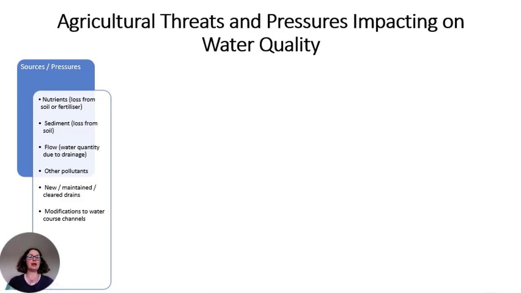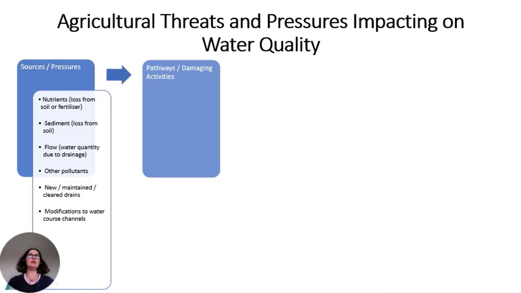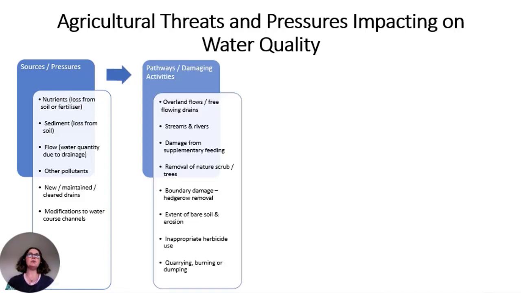These sources or pressures are associated with different types of pathways, and under the ACRES programme they're also associated with some damaging activities. Typical pathways will be things like overland flows or free-flowing drains, and then obviously our streams and rivers. Damaging activities tend to be activities that have the potential, either currently or in the future, to reduce the ability of the farm to support diversity in plants, and also to give those co-benefits such as water quality.